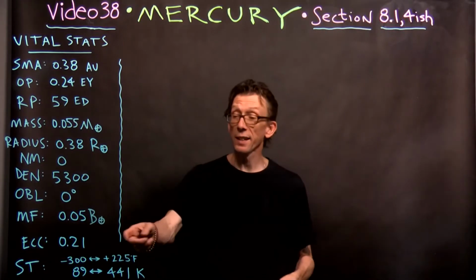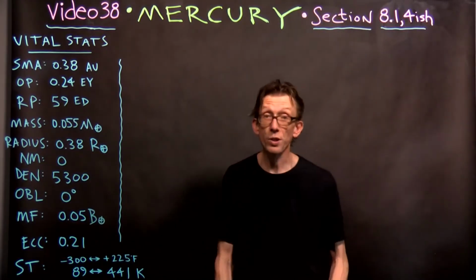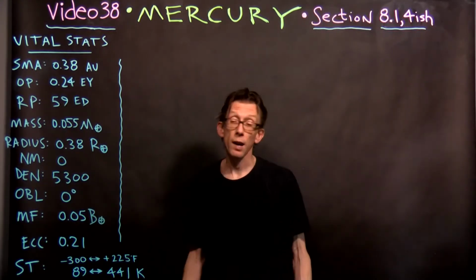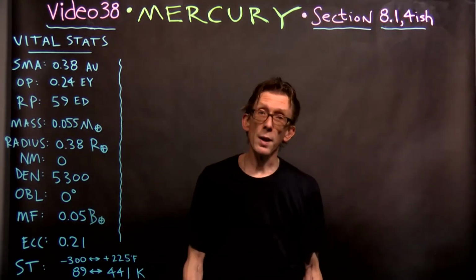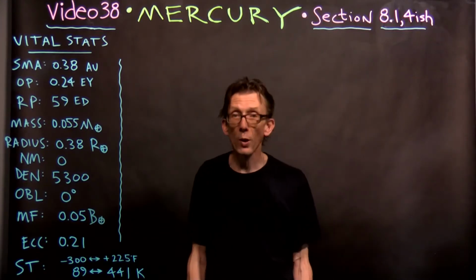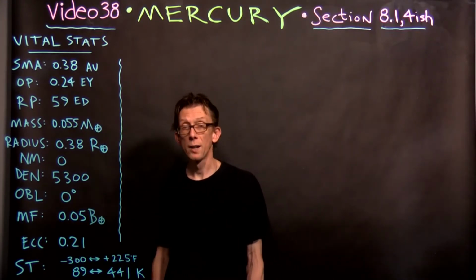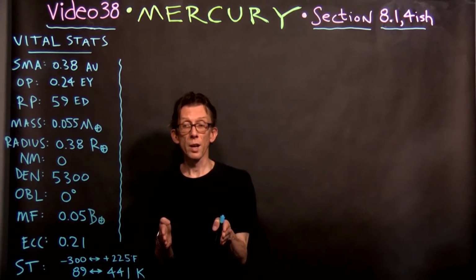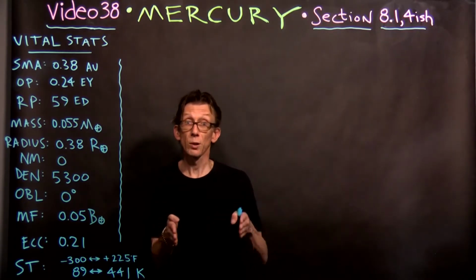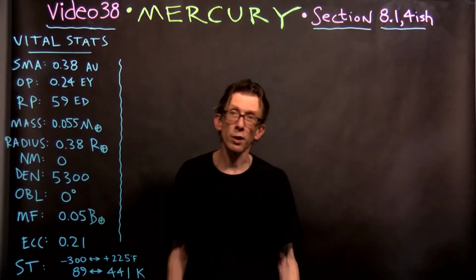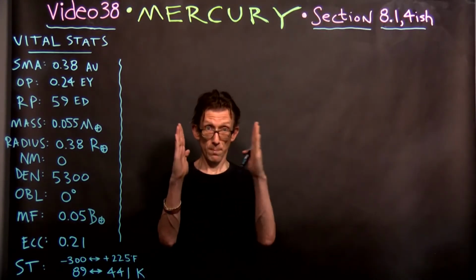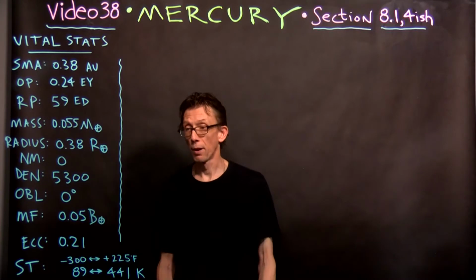It has a highly eccentric orbit, the most of all planets. Now, back when Pluto was a planet, Pluto's eccentricity is slightly higher, but 0.21 means there's a 20% difference between the closest approach of Mercury and the Sun and the most distant approach. So that's quite a big change. It's like changing between 80 feet and 100 feet away from something. So it's a significant amount of difference.